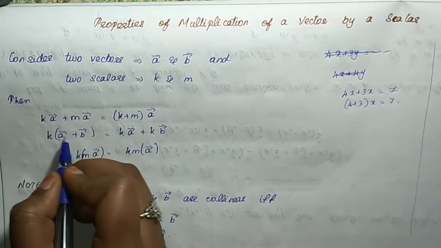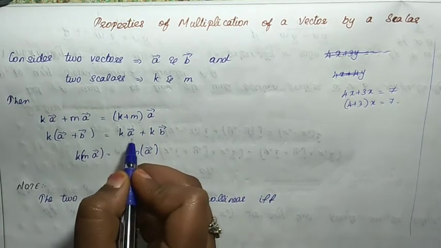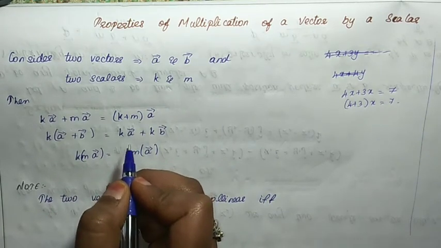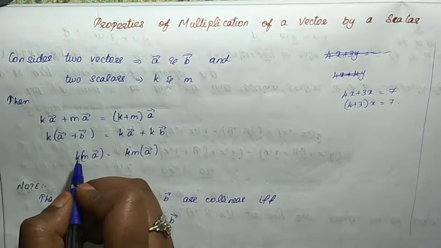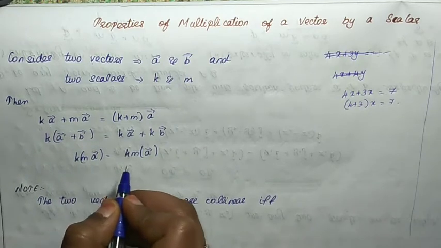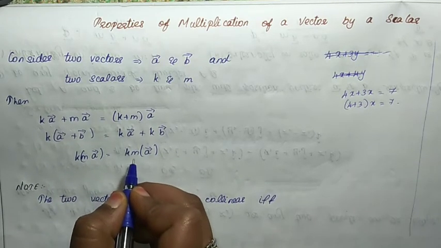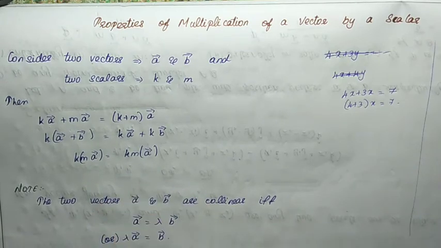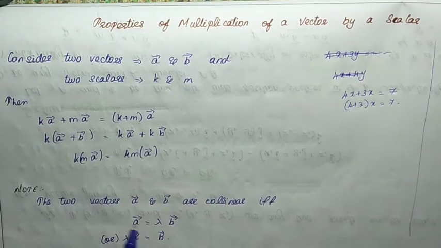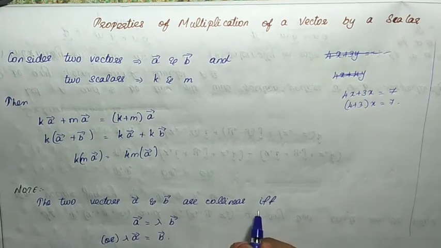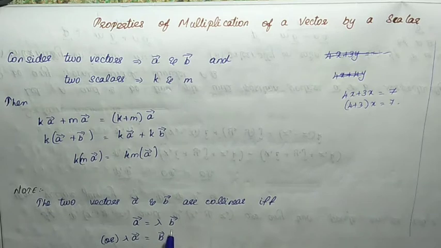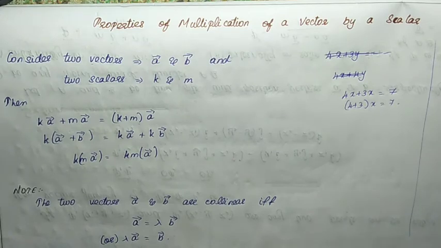So k into a vector plus b vector can be written as k a vector plus k b vector. And this is also the same: k into m a vector equals k into m into a vector. That's it. The two vectors a and b are collinear if and only if a vector equals lambda b vector or lambda a vector equals b vector. As I said in the previous slide, the same thing.